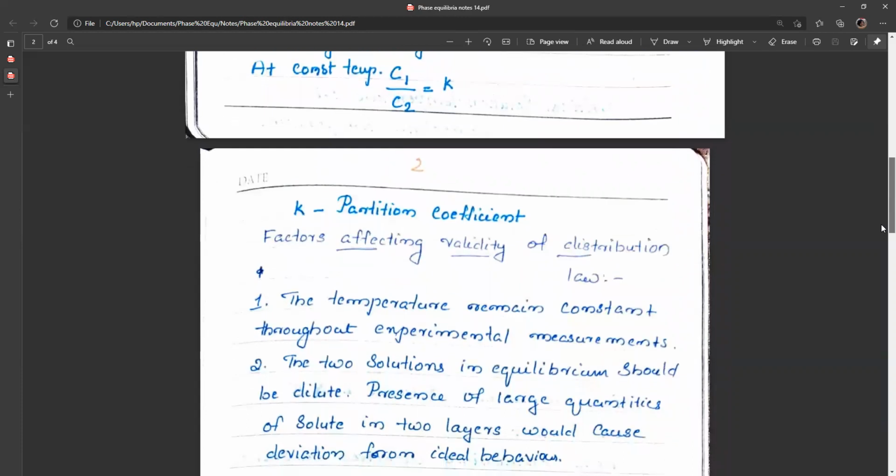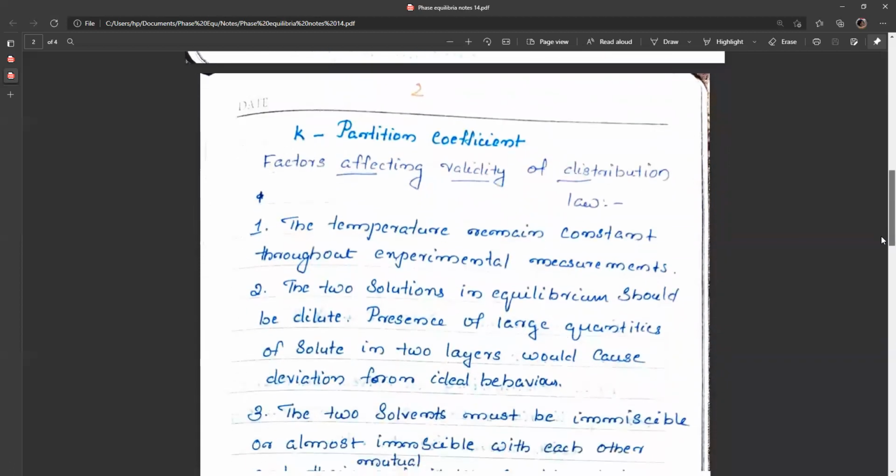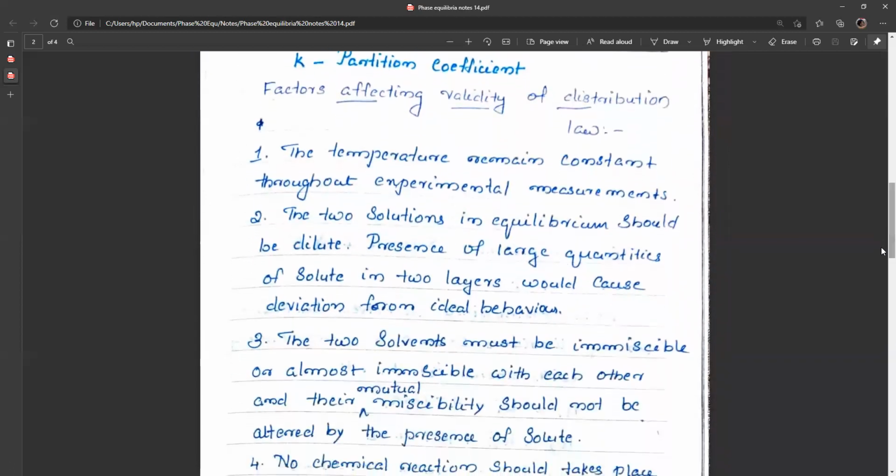Then, factors affecting validity of distribution law. First, the temperature remains constant throughout the experimental measurements. Second, the two solutions in equilibrium should be dilute. Presence of large quantities of solute in two layers would cause deviation from the ideal behavior of the solute and the solvents. Third, the two solvents must be immiscible or almost immiscible with each other, and their mutual solubility should not be altered by the presence of solute.